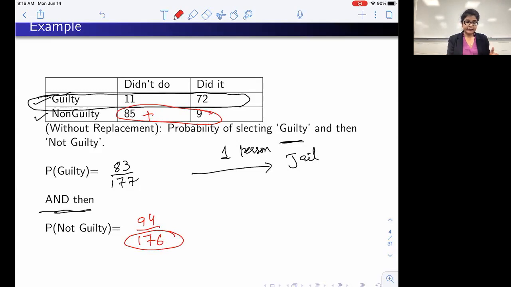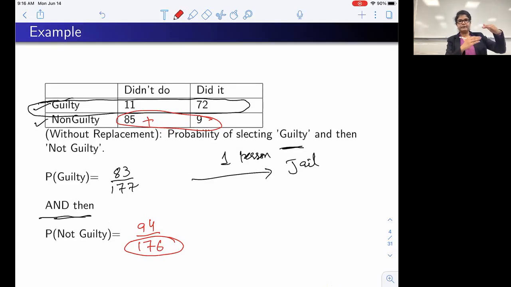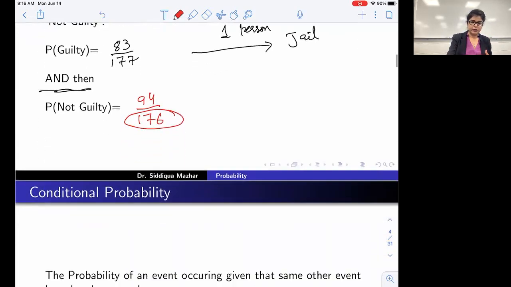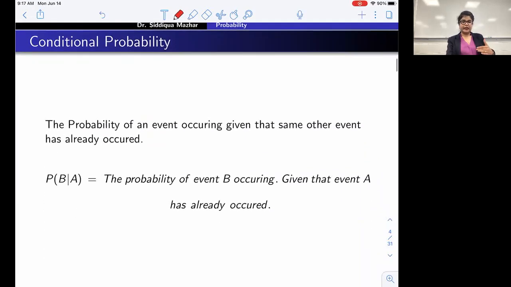So if you are finding one experiment and then after another, this leads us to conditional probability. Conditional probability means when you do some experiment, given that some event has already happened. So conditional probability means the probability of one event happening given that one experiment has already happened, like finding a guilty and non-guilty. So we will be writing it in this way.